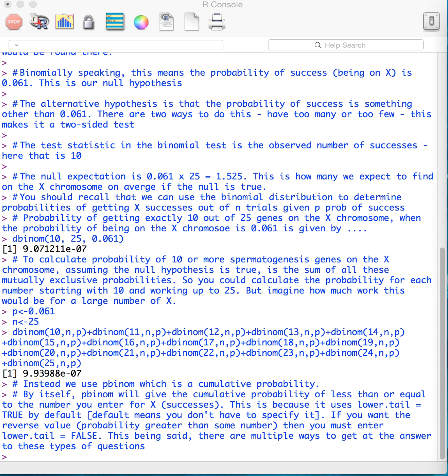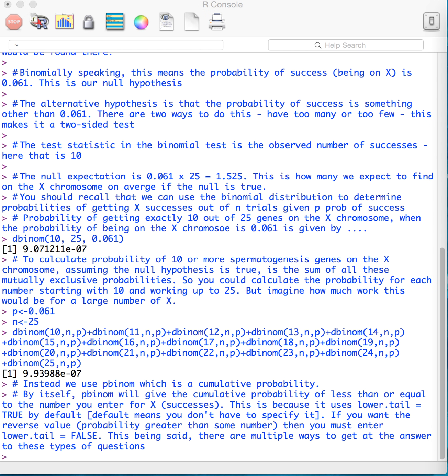And this is because, as a default, R uses lower.tail equal TRUE by default. So, because this is default, you don't have to specify this. But if it makes it easier for you to remember where you need to specify this, you can just put lower.tail equals TRUE at all times unless you are trying to reverse it. If you are trying to reverse things and the value that you want is the probability of having greater than some number, then you have to enter lower.tail equal to FALSE.